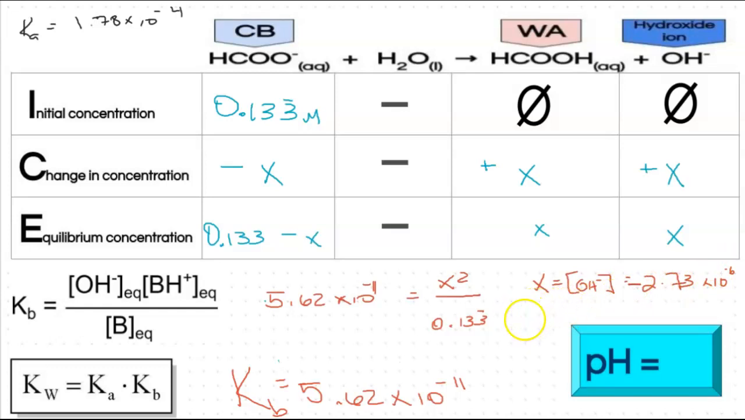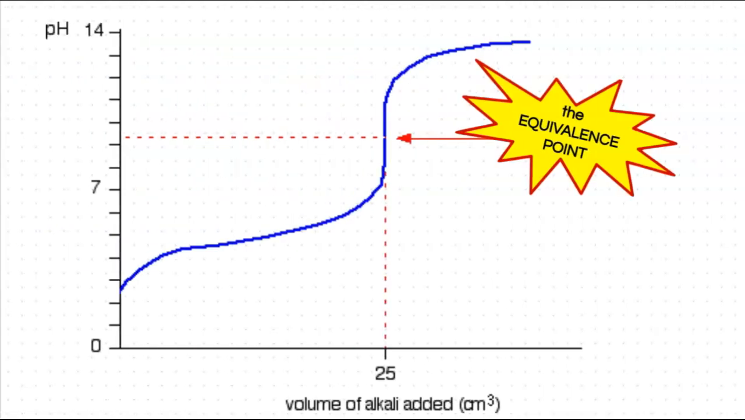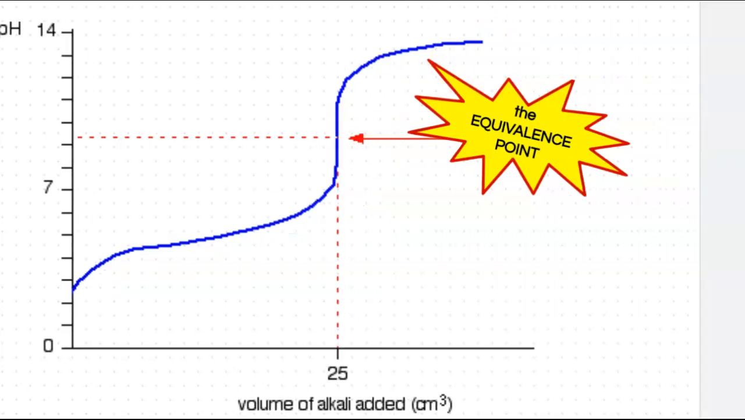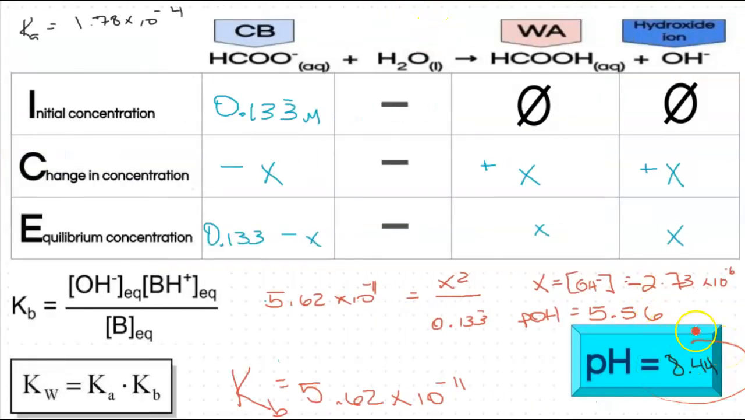If I take the negative log of that, my pOH calculates to be 5.56. And if I subtract 5.56 from 14, my pH calculates to be 8.44. And on our previous slide, we said that the pH at the equivalence point should be above 7. In class, we've talked about it's usually somewhere between 8 and 9. And when I look at my calculated value of 8.44, I see that that is all true.